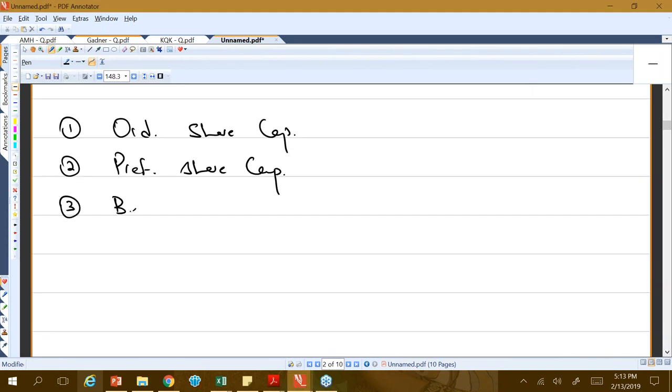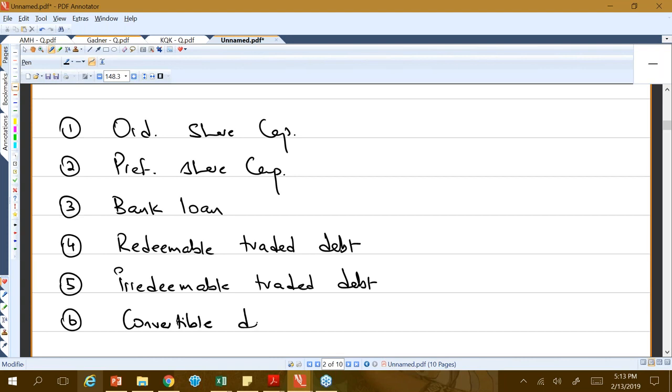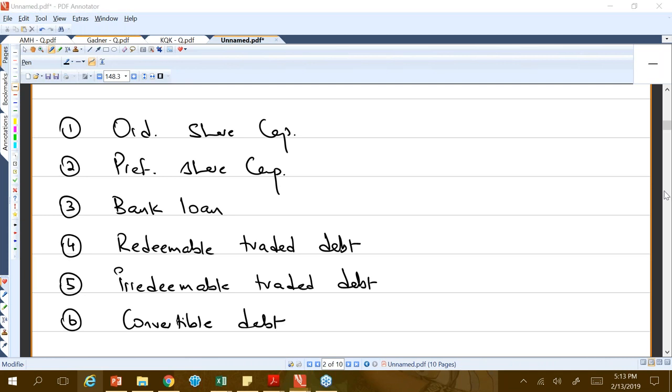Within the debt, we can have bank loans. We can also have redeemable traded debt. We can have irredeemable traded debt. And we can also have convertible debt, which can be traded. So there can be 6 sources of finance in our syllabus.